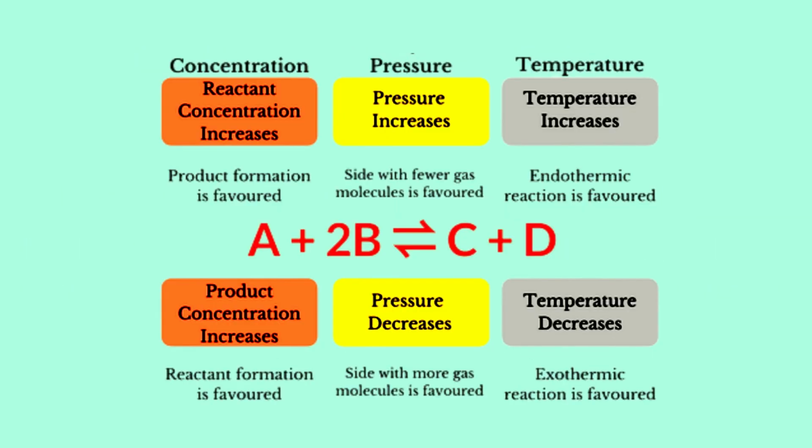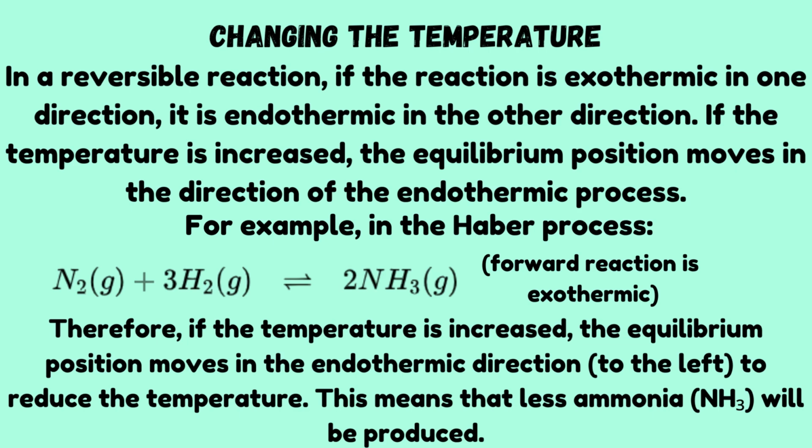Here, as you can see, a reaction A plus 2B reversible gives C plus D. When the concentration of reactant increases, product formation is favored. When the pressure is increasing, the side with fewer gas molecules is favored. As the temperature increases, the endothermic reaction is favored. And when the product concentration increases, reactant formation is favored. The side with more gas molecules is favored when you decrease the pressure. And when you decrease the temperature, the exothermic reaction is favored. So let's see one by one.